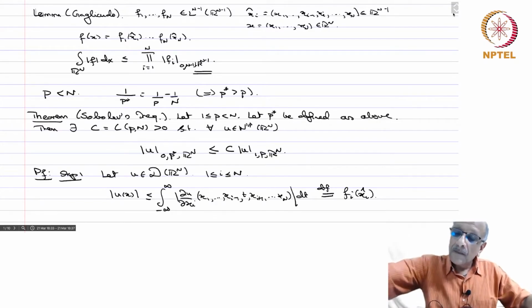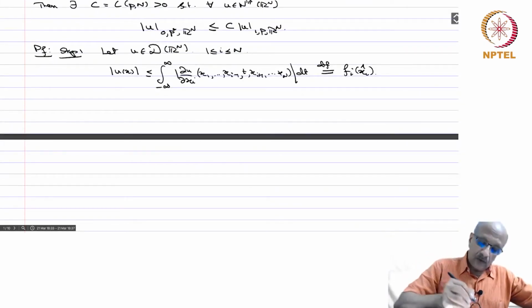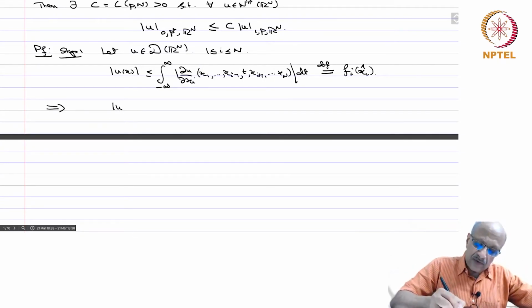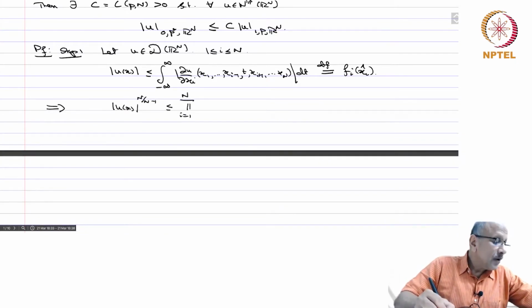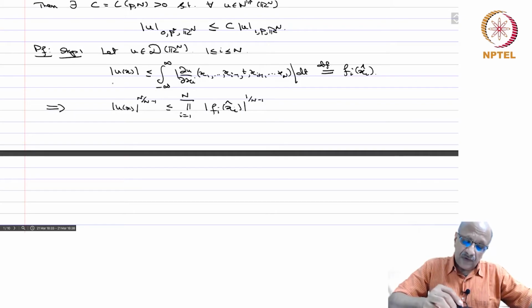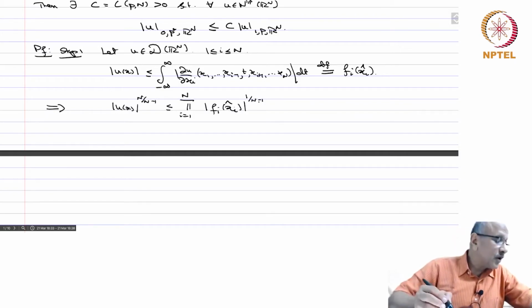Okay, therefore, you can do this for each i, and therefore you get that |u(x)|^{n/(n-1)} is less than or equal to the product, i equals 1 to n, of fi(x̂_i) to the power 1/(n-1). So first I am taking the product, so I get |u(x)|^n less than or equal to the product of fi(x̂_i), and then I am taking the (n-1)th root, so I get this.